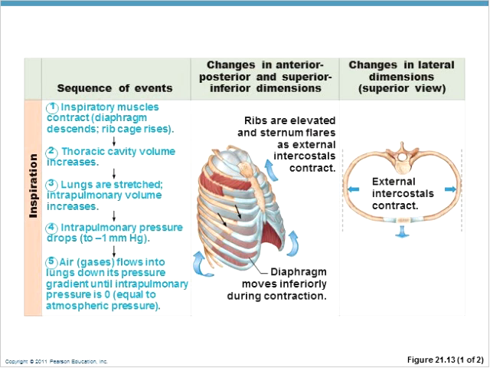So here we go. First, the inspiratory muscles contract. The diaphragm descends, moving down the rib cage. The thoracic cavity volume increases because the lungs are expanded. The lungs are stretched as the intrapulmonary volume increases. Because the lungs expand, by Boyle's law their pressure decreases by 1 millimeter of mercury. Finally, to equalize that, gases flow from the atmosphere through the airways into the lungs, making the intrapulmonary pressure equal to the atmospheric pressure, 760 millimeters of mercury.